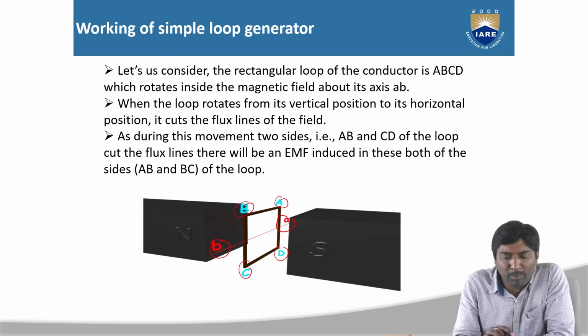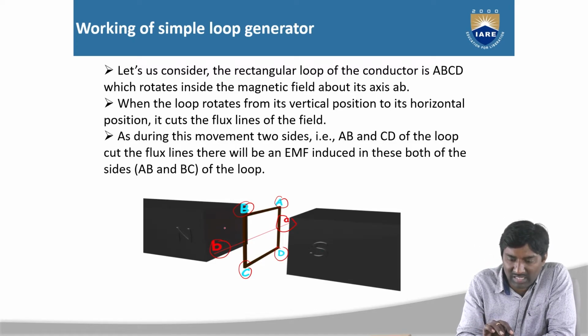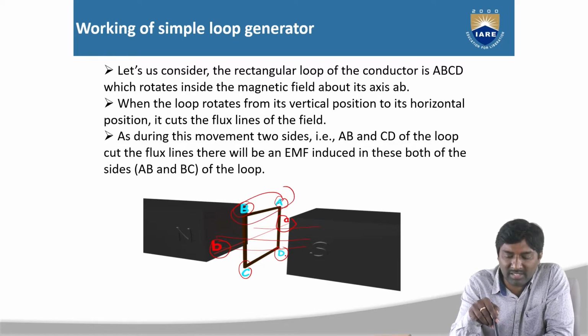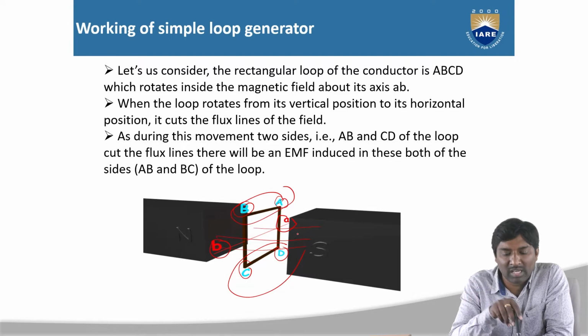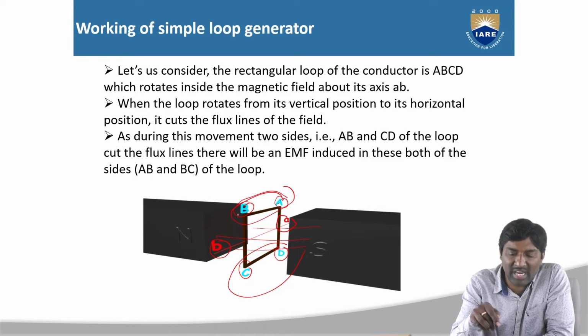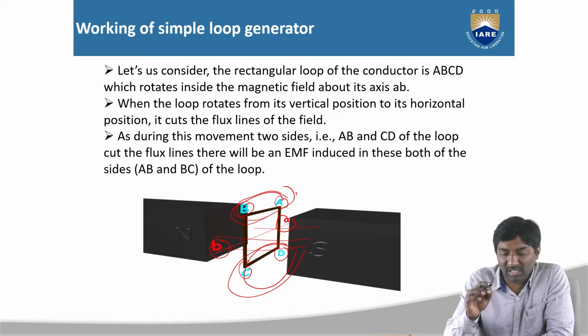When the loop rotates from its vertical position to the horizontal position, it cuts the flux lines of the field like this. During that moment, the two sides, AB as well as CD, of the loop cut the flux lines. An EMF will be induced in both of these sides of the loop.